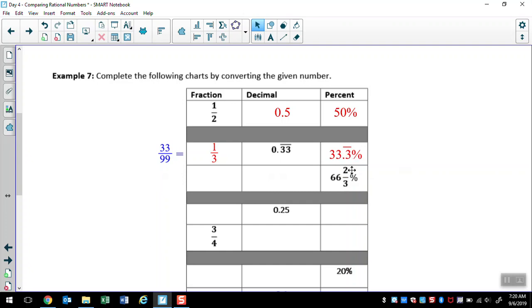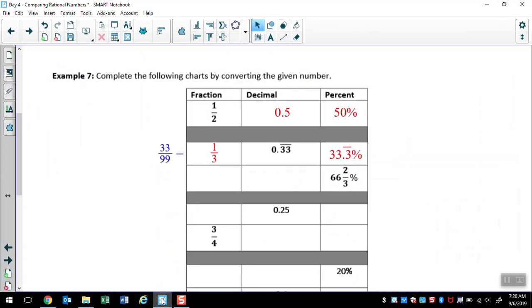And it doesn't matter which way you do it, but let's take this and make this into an improper fraction first so that we can turn that into a decimal. All right, so we get 66 2/3. To convert this into an improper fraction, I have to do 3 times 66.